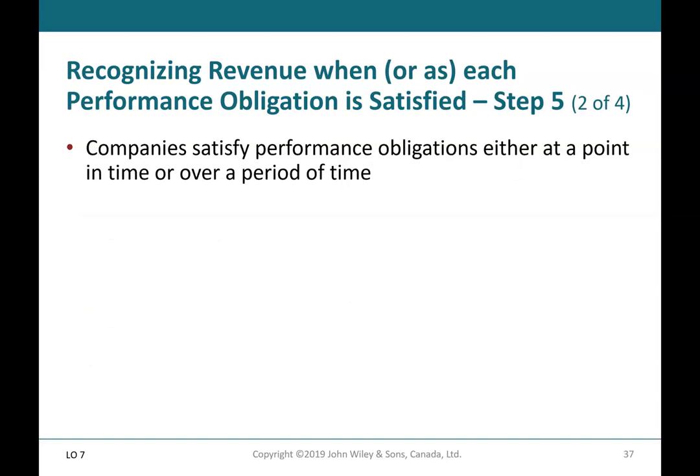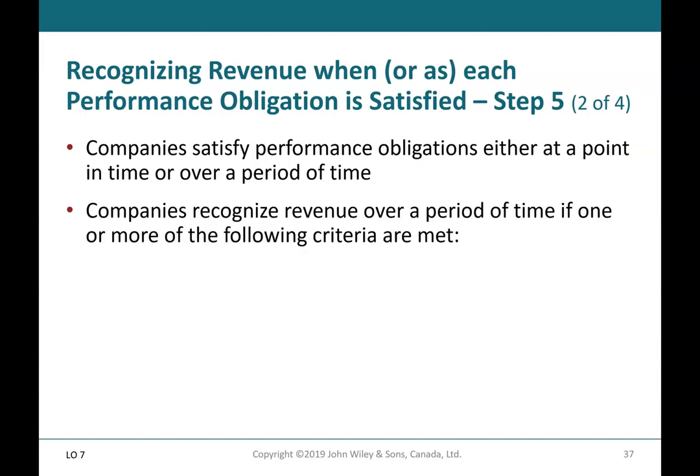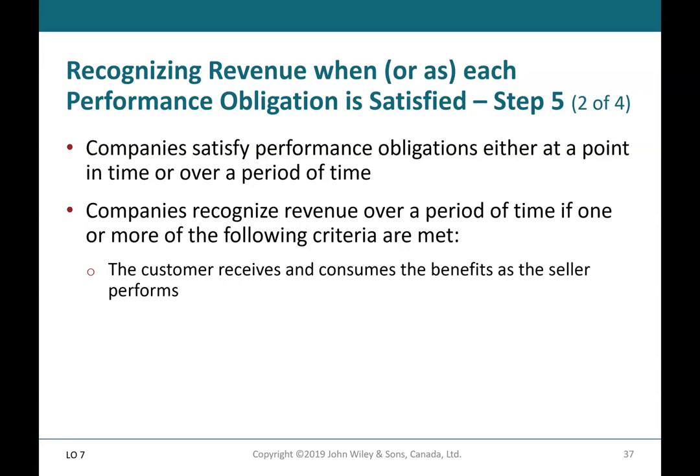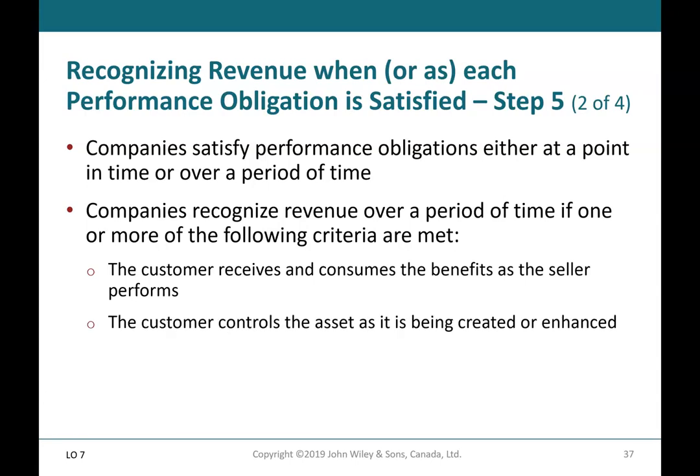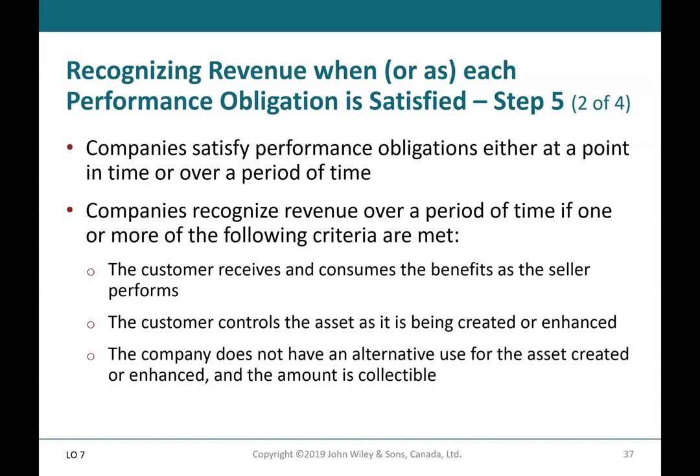Recognizing revenue when or as each performance obligation is satisfied. Step 5, 2 of 4. Companies satisfy performance obligations either at a point in time or over a period of time. Companies recognize revenue over a period of time if one or more of the following criteria are met. The customer receives and consumes the benefits as the seller performs. The customer controls the asset as it is being created or enhanced. The company does not have an alternative use for the asset created or enhanced, and the amount is collectible.